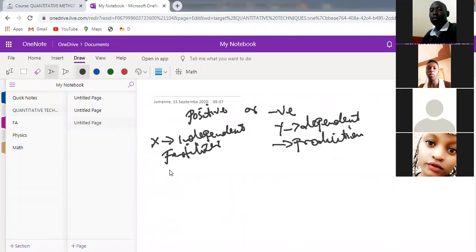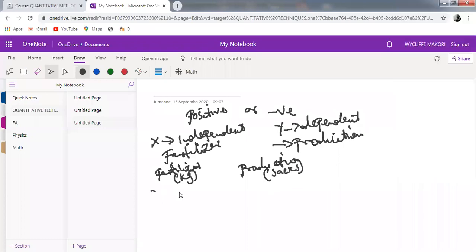An example can be here, you have the fertilizer, which is given maybe in kgs, and the production, which is maybe in sacks, the number of sacks that you produce. You can have a table like this, where maybe you apply 10 kgs of fertilizer, you produce maybe 20 sacks.